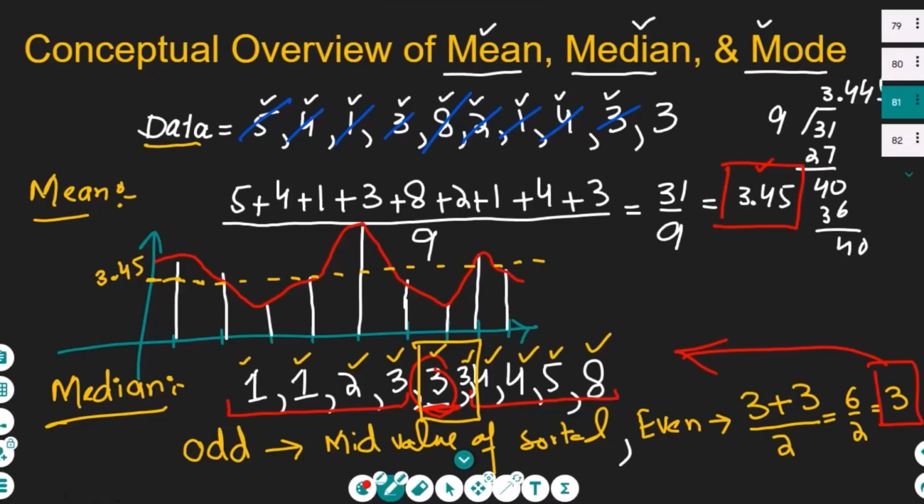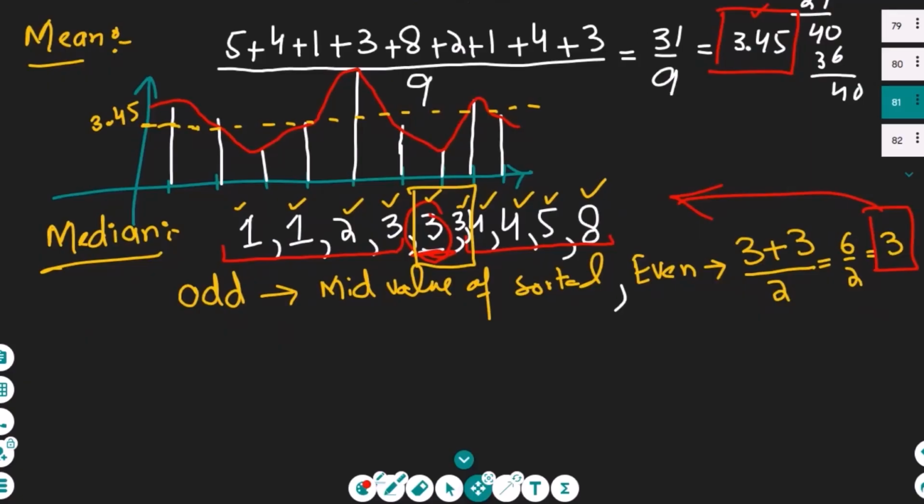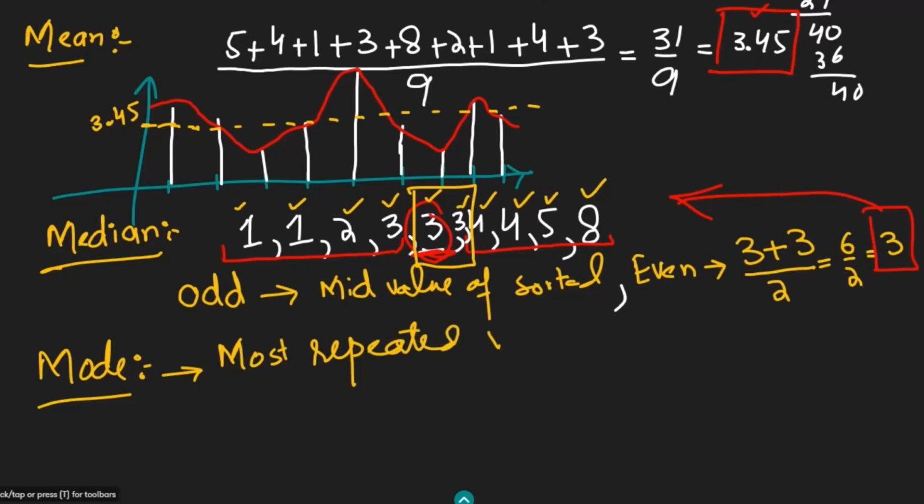So in order to find the mode of a number, let me move down somehow. The mode of a data is the most repeated value or data point. So what is the most repeated data point?